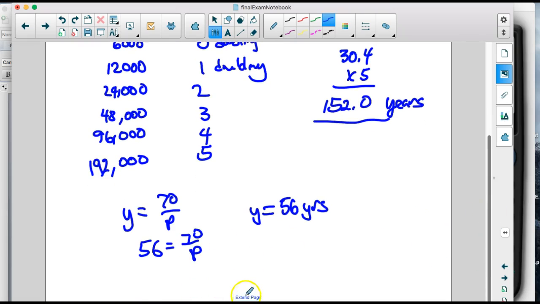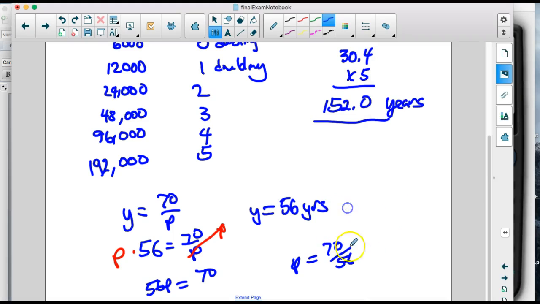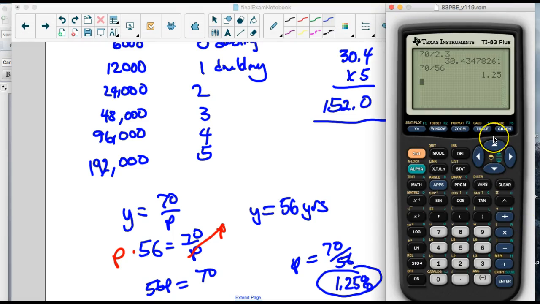So we'd multiply both sides by p. Cross that out, we get 70 equals 56p, and then we divide. So p is 70 divided by 56, which in this case is less than 2, 1.25. So this rate would be 1.25% per year. That's what it says on the calculator when we do that.